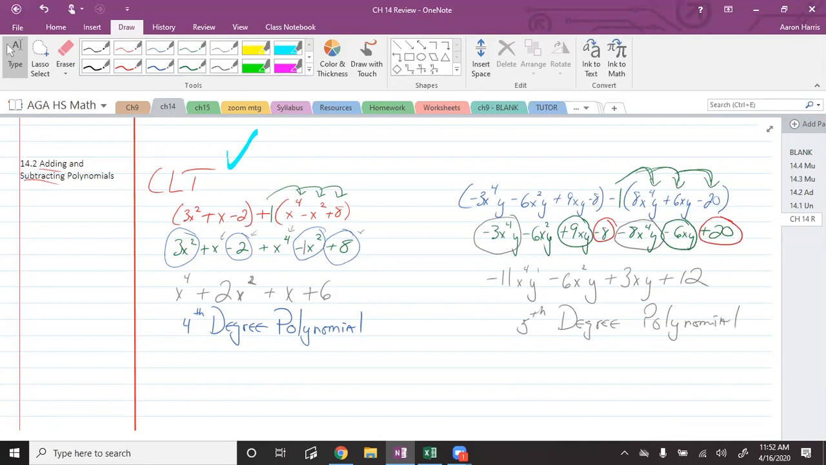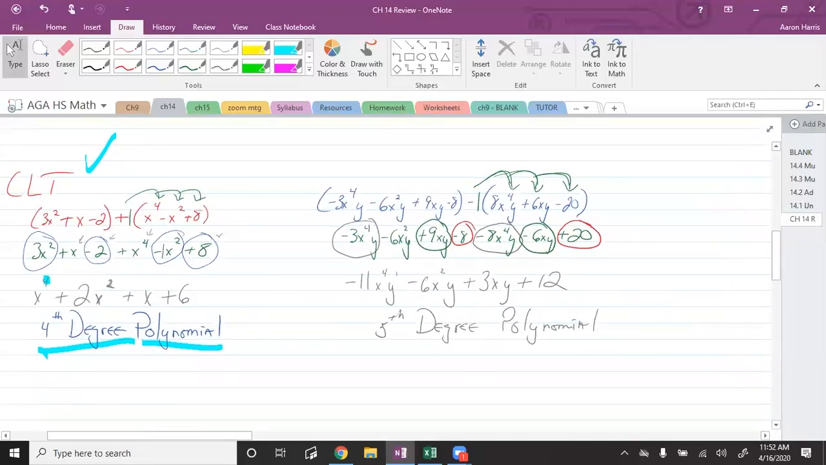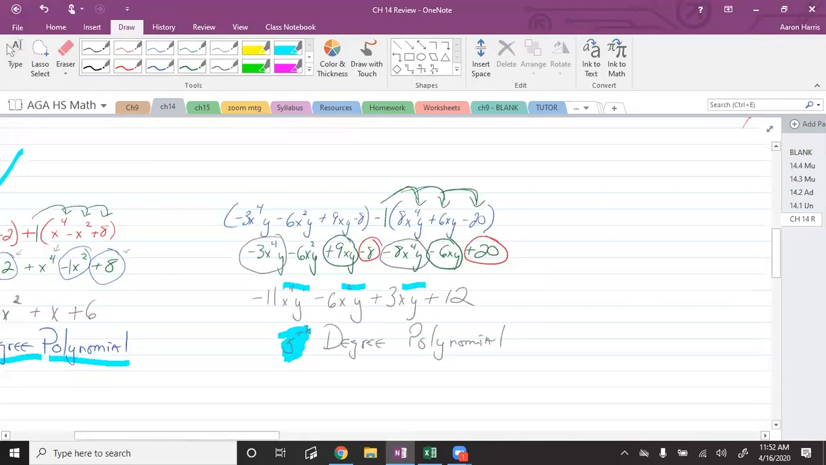Right? And then I'm able to label it. 4th degree polynomial. Why? Because 4 is the biggest power of a monomial. If I look here, this is 5th degree. Why? Because 4 plus 1 is 5. This one would be 2 plus 1, that's 3. This would be 1 plus 1, that's 2. So the biggest one is 5. So I have a 5th degree polynomial. Over here, there's nothing else over there.